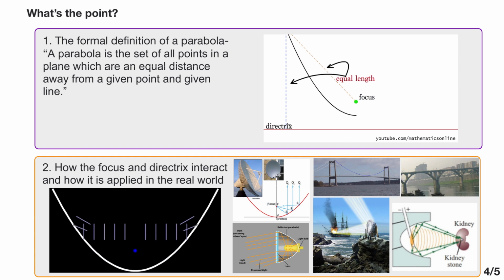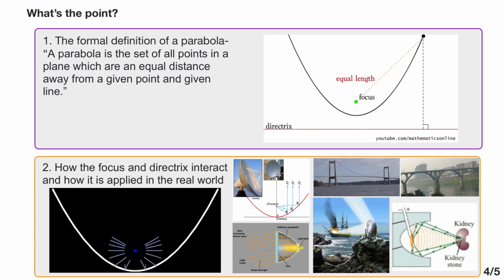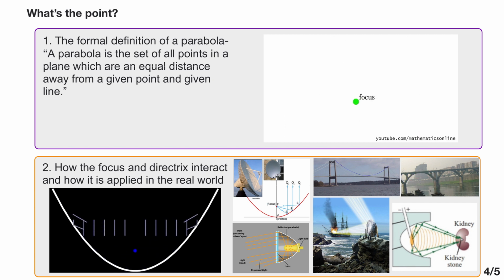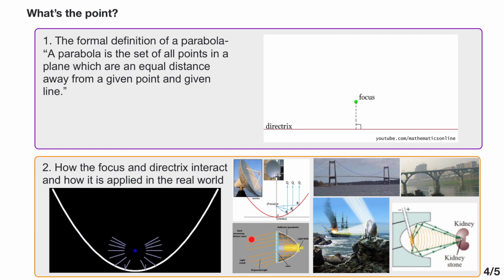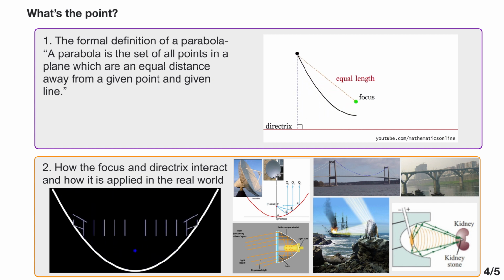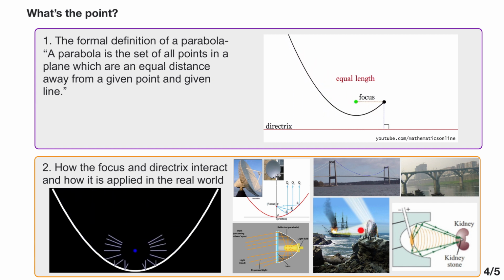Now there's a bunch of other applications as well. We can use them to blast kidney stones. You can use them for bridges. You can use them for, again, like I said, flashlights. And you can also use them for what is called an Archimedes death ray, where it's utilizing the sunlight to burn ships at a distance.